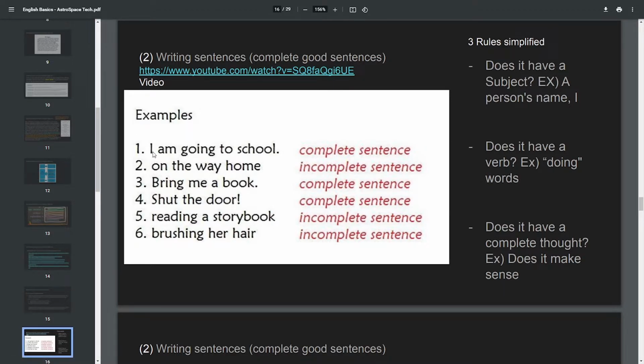The first example is, I am going to school. I would be the subject, the doing word is like an action word, going would be the action word. And does it make sense standing alone? I am going to school. It does make sense. In this one, it doesn't have a subject, so that's why it's incomplete.